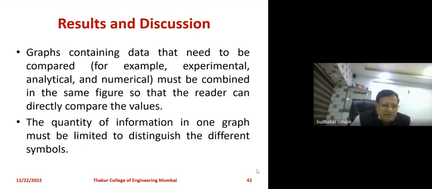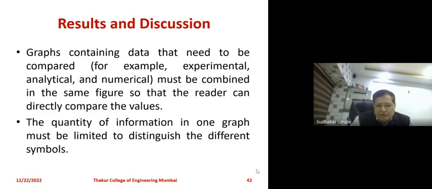Many times experimental data can be represented in the form of graphs containing data that need to be compared. For example, experimental data, analytical data, and numerical data must be combined in the same figure so that the reader can directly compare the values. If you are explaining the graphs, three to four graphs may be included in such a way that you can have a clear observation and a clear discussion, so that the reader can also understand the comparisons, and you have to explain the comparisons.